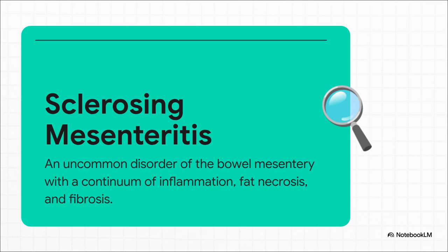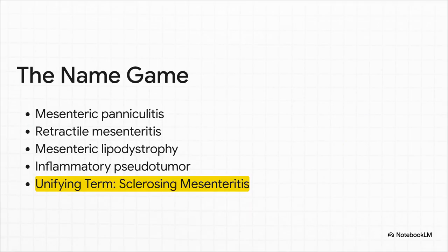The key concept here is that it's a spectrum, a whole continuum of chronic inflammation, fat breaking down, and then scarring or fibrosis. Now, if you dig into some of the older papers, you're going to see a ton of different names for this thing. It's been called mesenteric panniculitis, retractile mesenteritis. The list goes on. It was super confusing. But now we understand these were all probably just describing different stages of the same disease. So to make everyone's life easier, the field has settled on one unifying term, sclerosing mesenteritis.